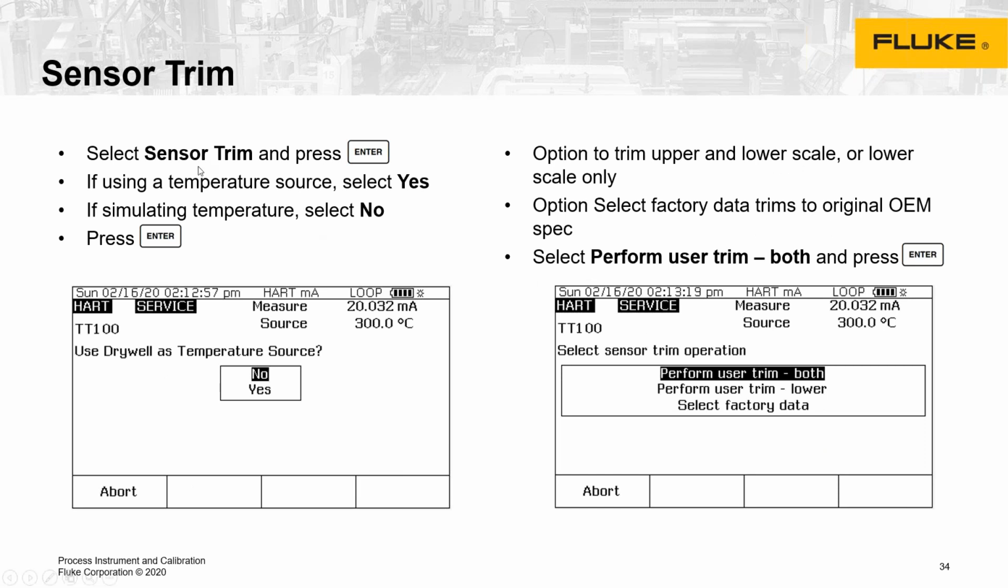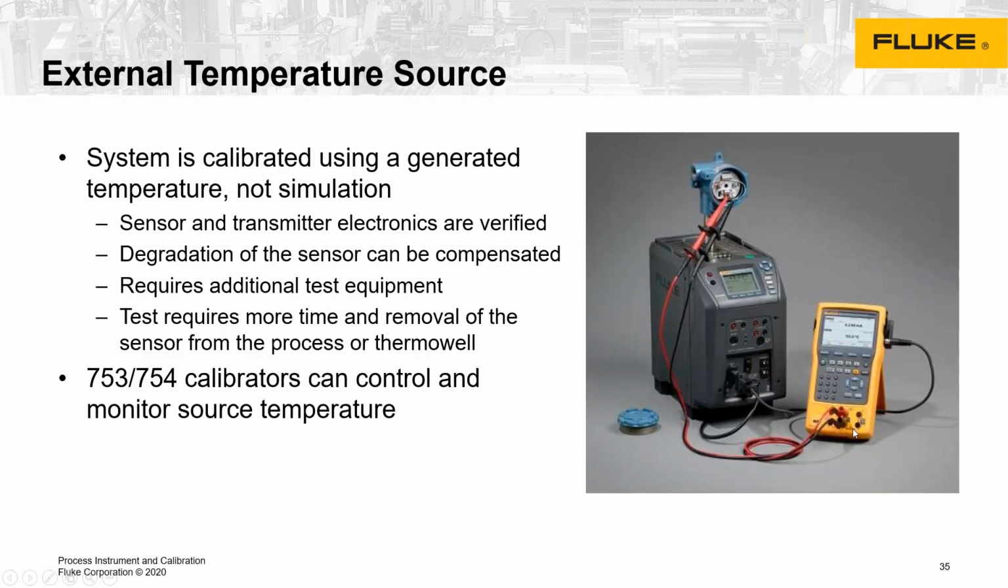Now going back in, we would select sensor trim. We were not going to use a dry well source, but we'll get to that on the next slide. So we'll select no. At this point, we can do both trims, high and low, the lower, or we can actually reset the device back to its factory default data. And we mentioned using the output trim.